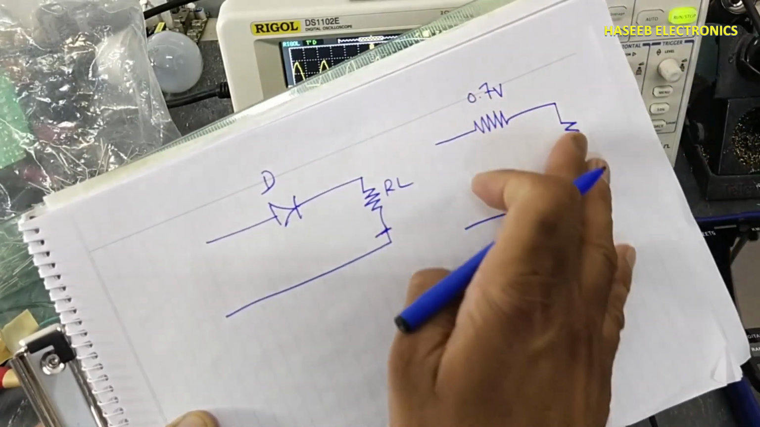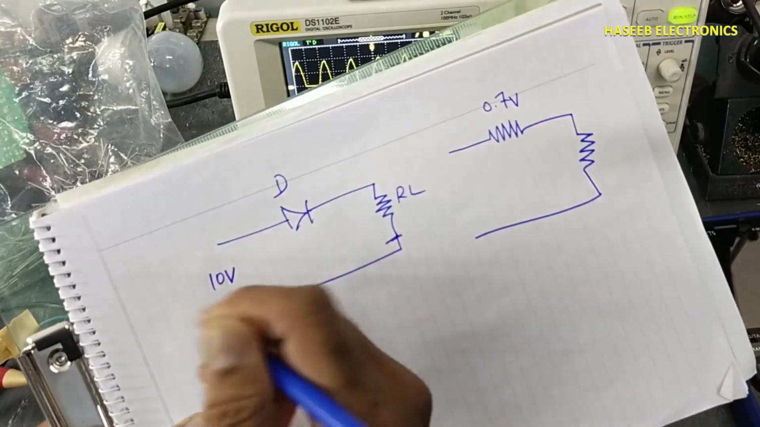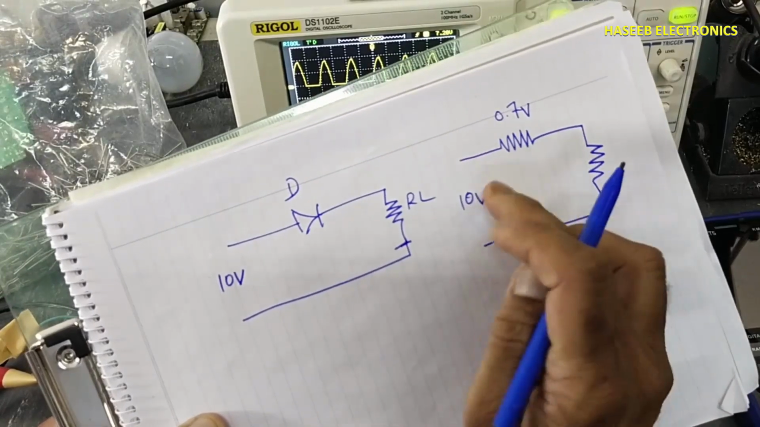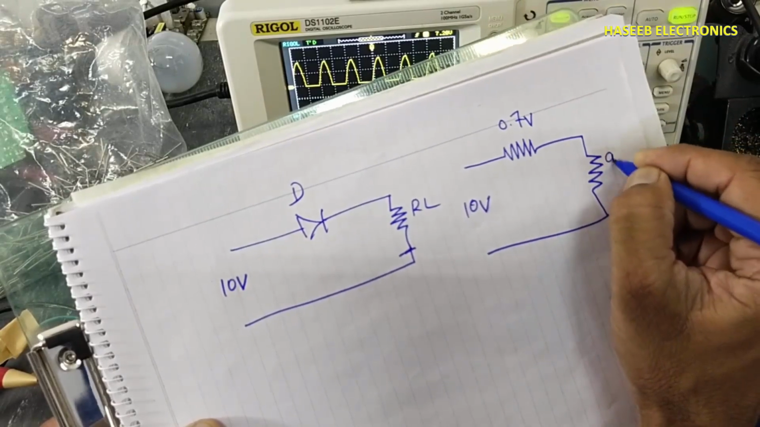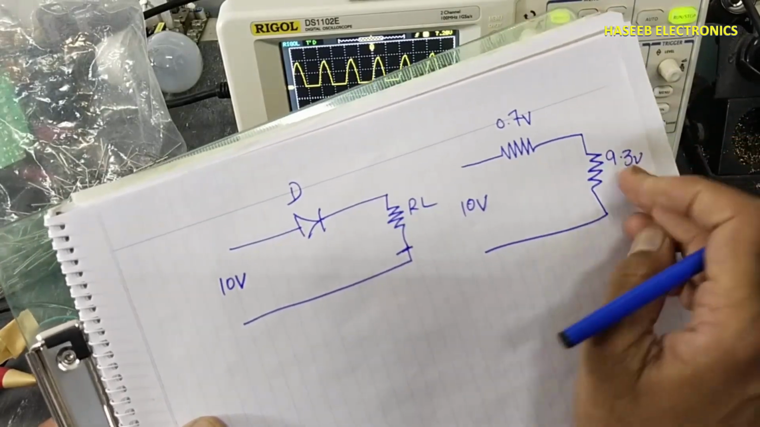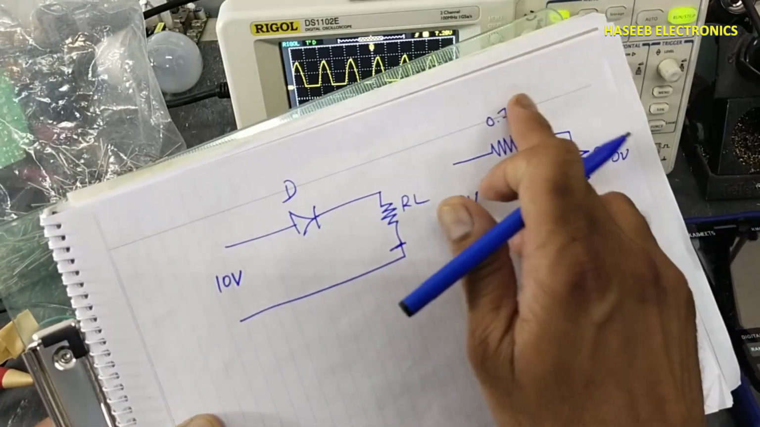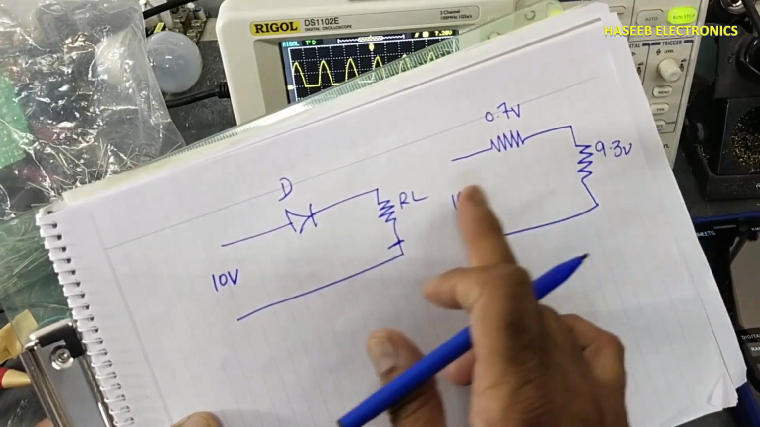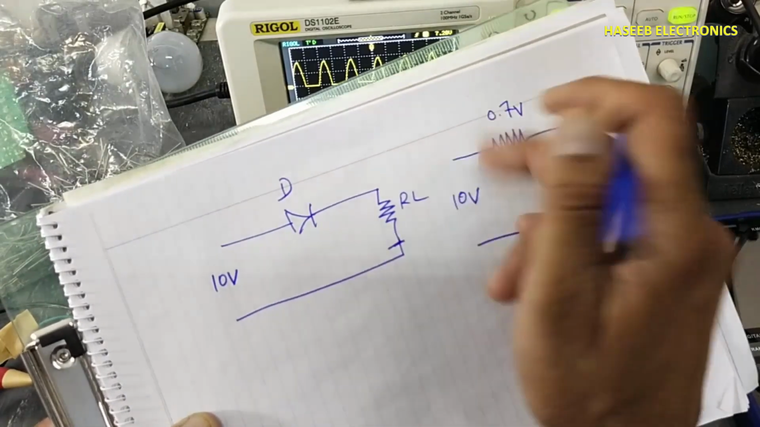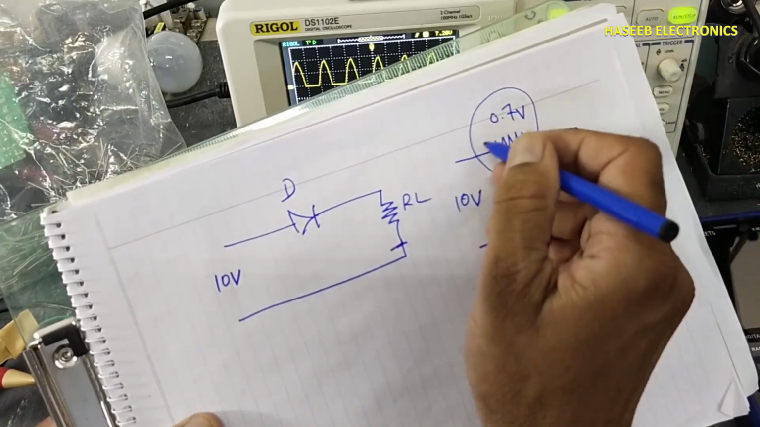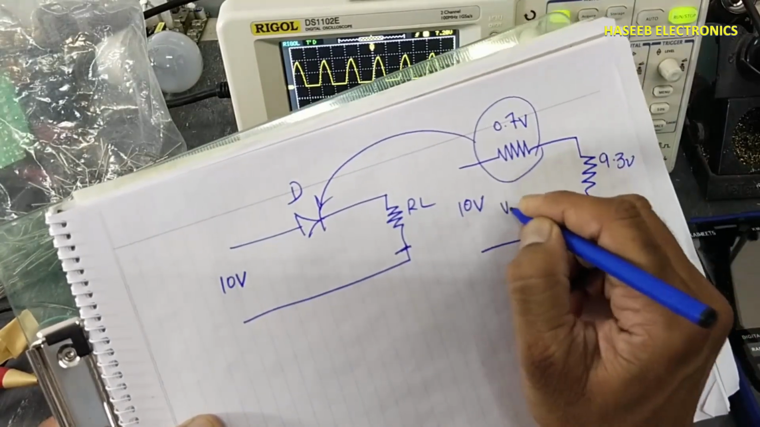The remaining voltage will pass to the circuit. If you are providing 10 volt here, 0.7 volt will drop here, and the remaining 9.3 volt will drop across this load. If you provide 1 volt, 0.7 here, 0.3 here; 5 volt, 0.7 here, 4.3 here. So it will hold this voltage. That is the forward voltage. It is called V forward.